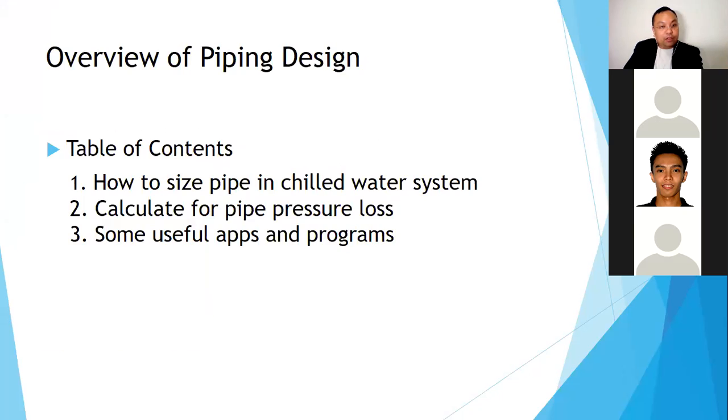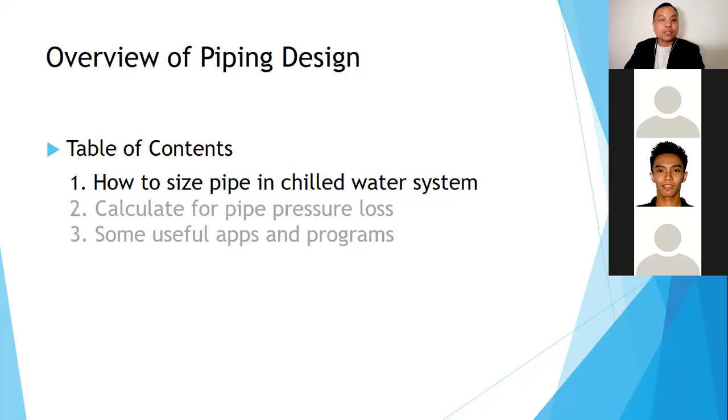Okay. For tonight, we have 3 topics. First is how to size chilled water pipe. For air conditioning, we will be discussing chilled water piping. We will not be touching any other type of piping system, but we will be focusing our attention on the chilled water piping system. Then we will see how to calculate the pipe pressure loss and some useful apps and programs.